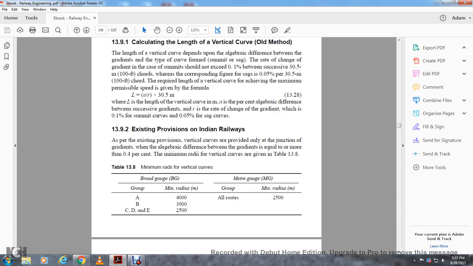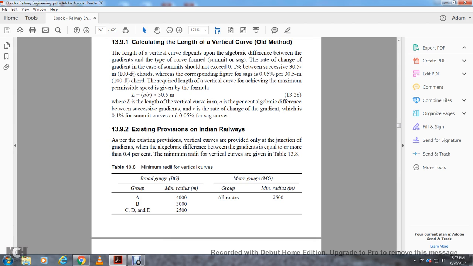1391, calculating the length of the vertical curve, old method. The length of the vertical curve depends on the algebraic difference between the gradients, the type of curve formed, and the rate of change of gradient, which should not exceed 1/10 of a percent per 30.5 meter or 100-foot chord for summit curves, where the corresponding figure for sags is 0.05% per 30.5 meter or 100-foot chord.